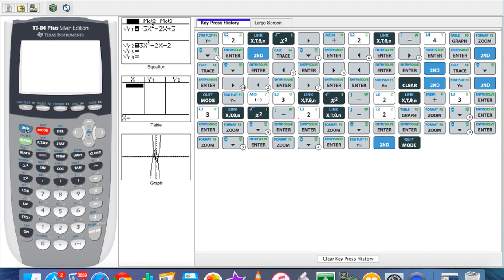So we want to go into y equals, and I already put the two functions that we have into our y equals. Again, they must be in standard form. And then we want to graph our functions. So there's the graph of our functions.